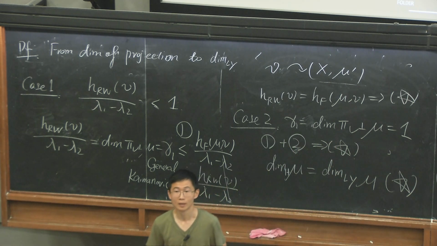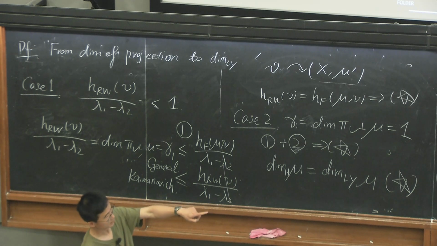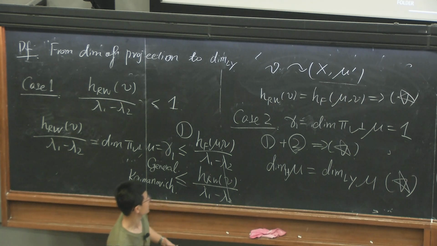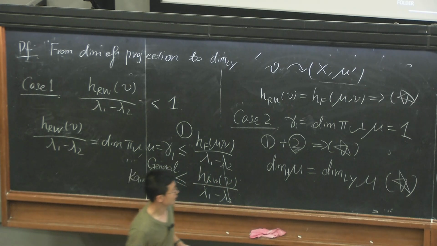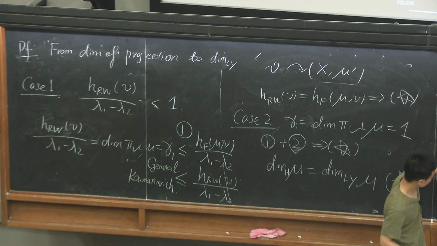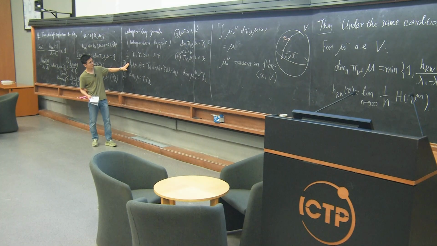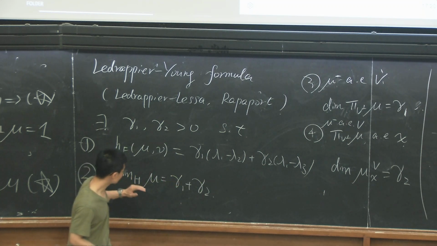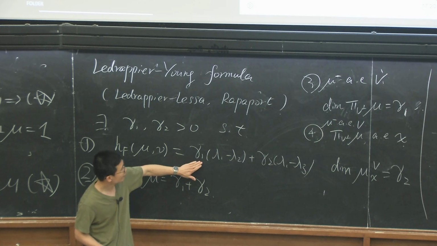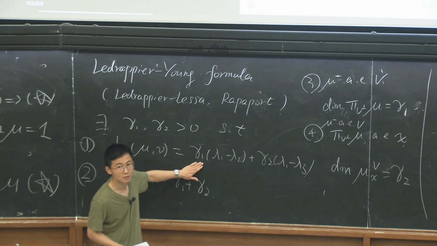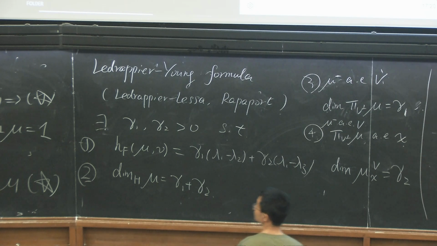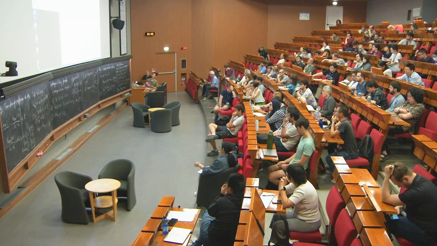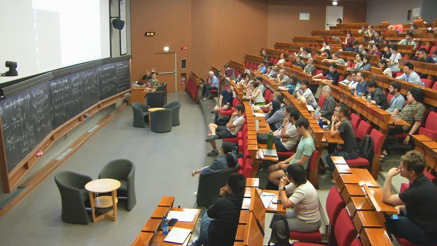So that's the proof of how we go from the theorem on the dimension of the projection to the dimension formula star. The idea is that the first equation gives you a constraint on a linear combination of gamma 1 and gamma 2. But the ideal Lyapunov dimension is when you make gamma 1 the biggest possible under this constraint. That's the idea behind this proof. So that's the first part: how do we get the dimension formula from the dimension formula of the projection?